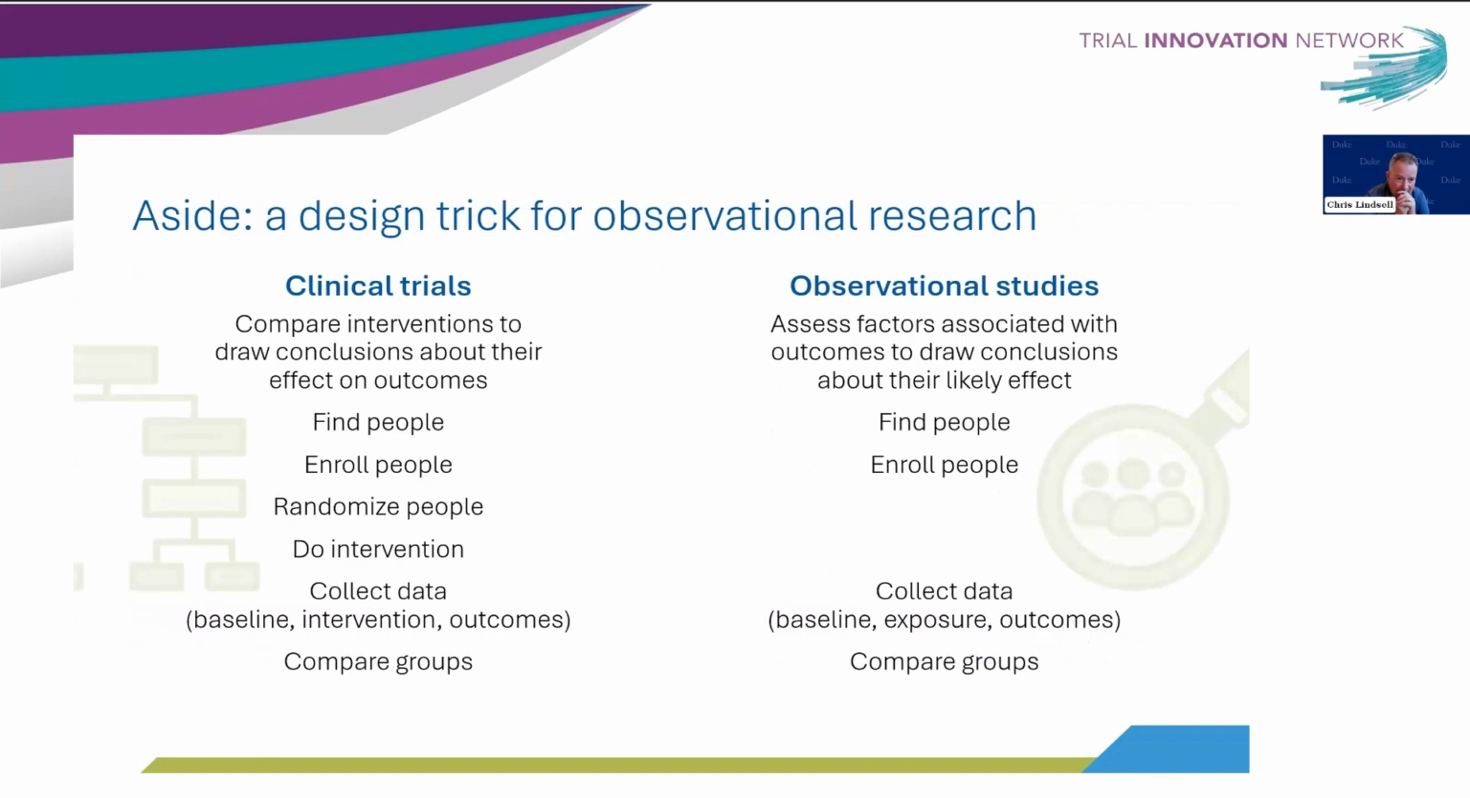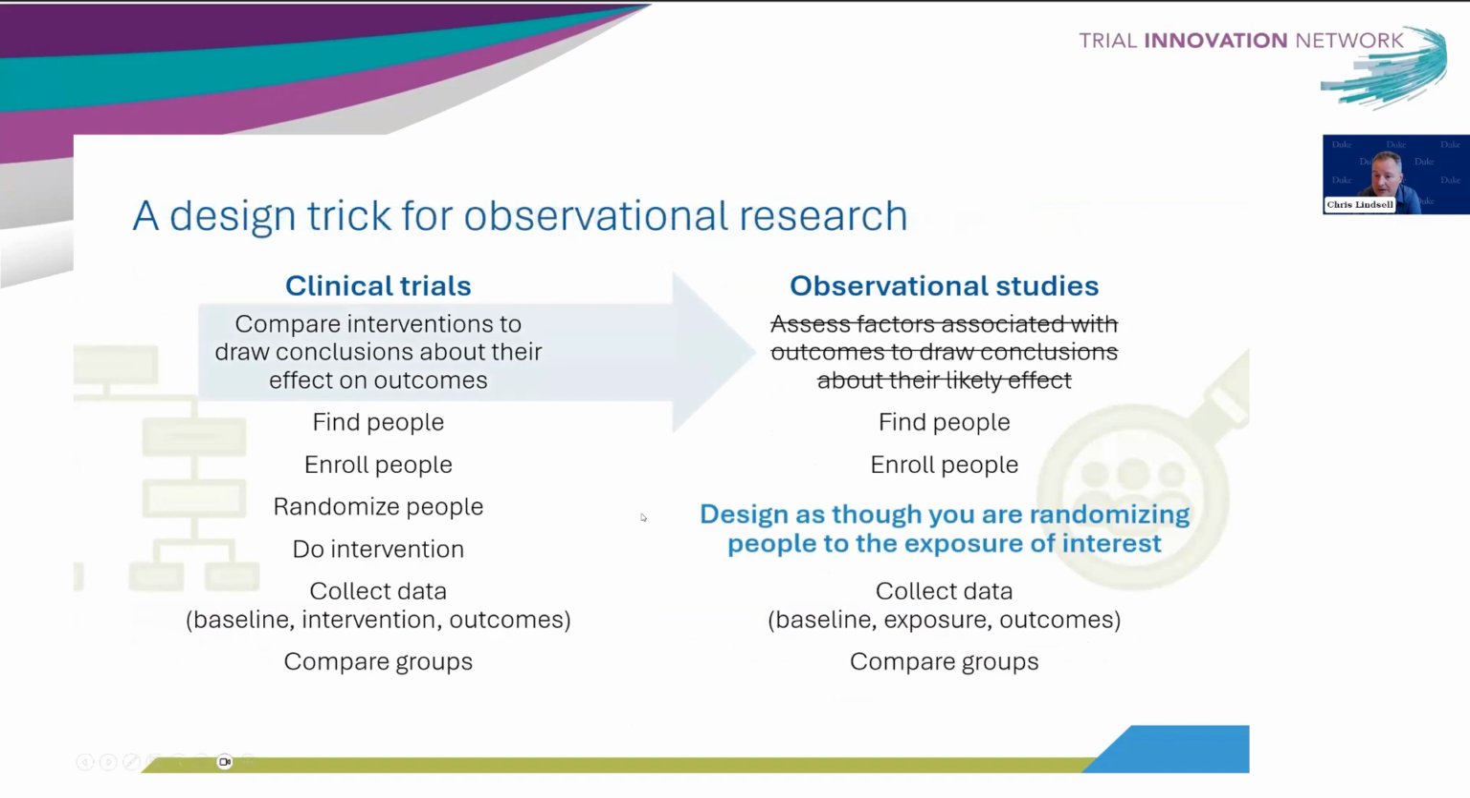A slight aside here. As we think about design and design for diversity, I forgot to mention this earlier. As we think about clinical trials and observational studies, they can be much more similar than we think. Instead of the observational study being to assess factors associated with outcomes and to draw conclusions about their likely effect, if we design our observational study as though we were randomizing people to the exposure of interest, we can actually enhance or improve the lack of bias in our causal effect. And this kind of an approach, if built in correctly at the design phase, we can include the diversity or disparity variables in the design for randomization.